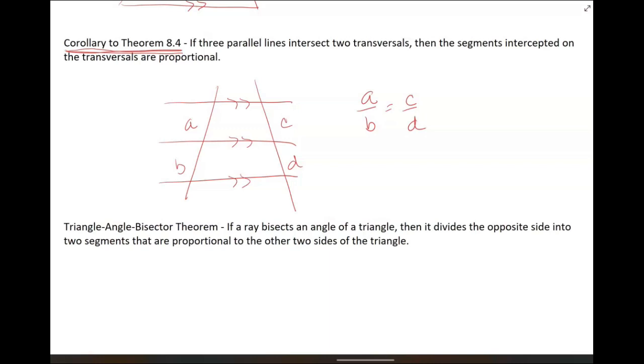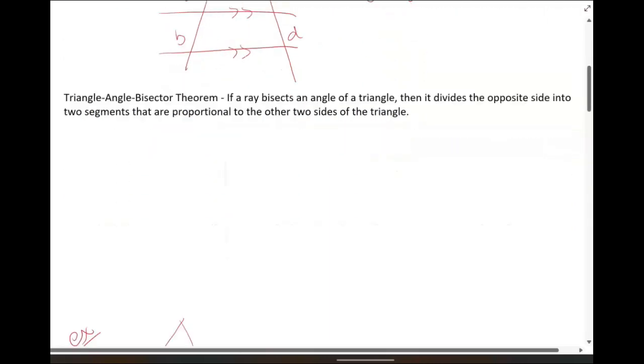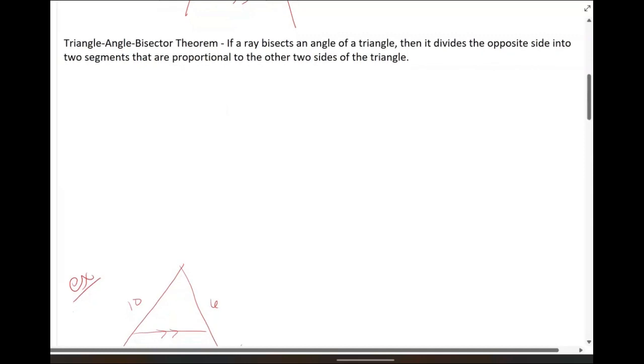Okay, and then we have one more, this triangle angle bisector theorem. And it says that if a ray bisects an angle of a triangle, then it divides the opposite side into two segments that are proportional to the other two sides of a triangle. So what does that look like?